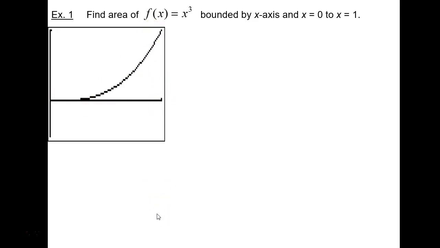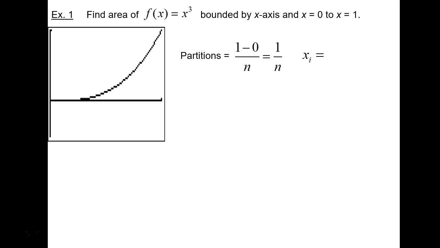Now notice I can't use geometry on this because it's a cubic function. It's not a straight line like it was in that last picture, so I have to use this method. So let's start with the width. The width of each rectangle, remember, is b minus a over n. So that would be 1 minus 0 over n, or just 1 over n.